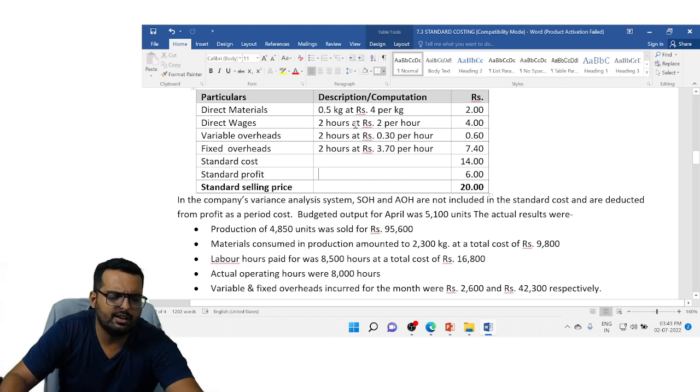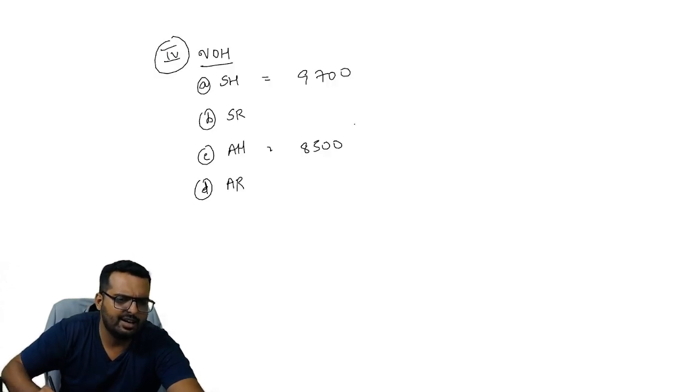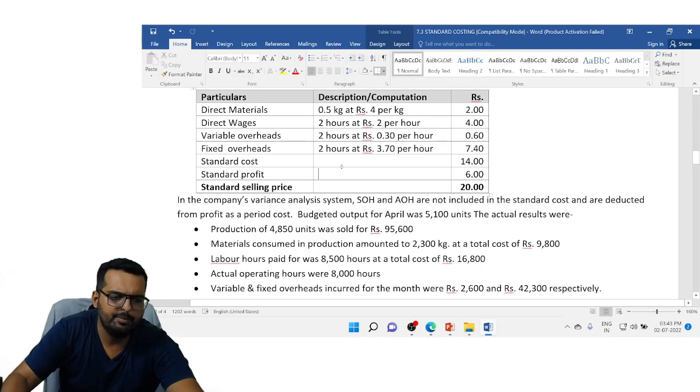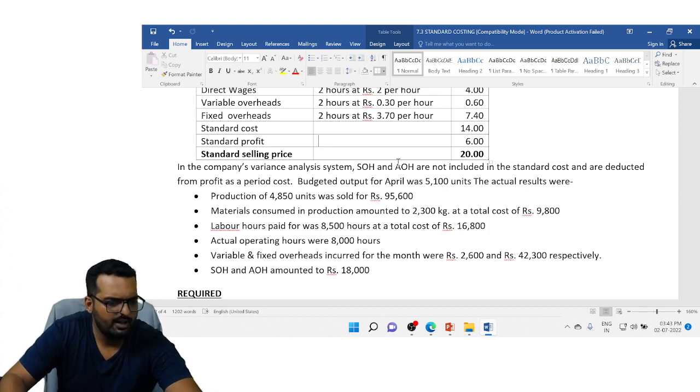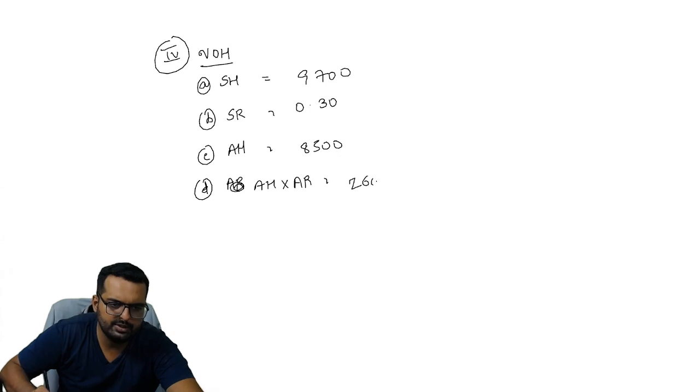Now tell me, what is SR? SR is 0.3. By now, many of you have got a grip. AR not required, will directly put AH into AR. Tell me, how much is AH into AR? Wonderful, it is going to be 2600. Everybody clear? Now the last thing to be done over here is what?